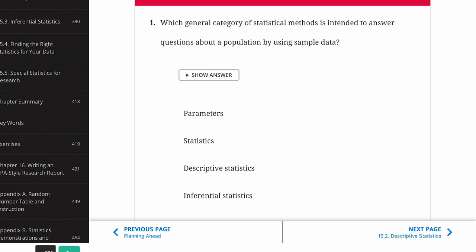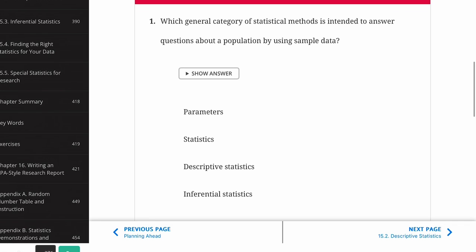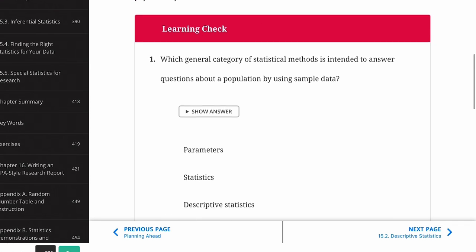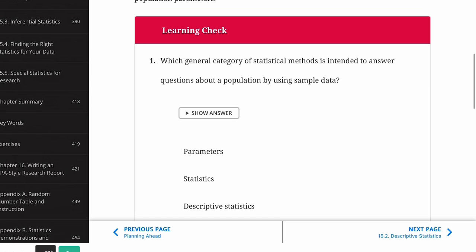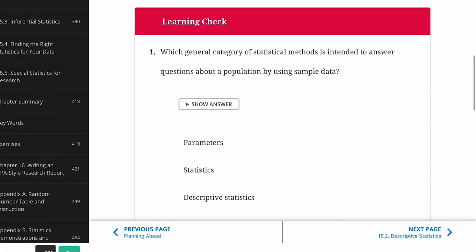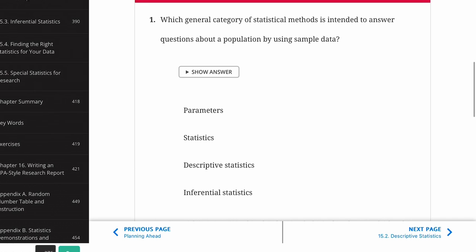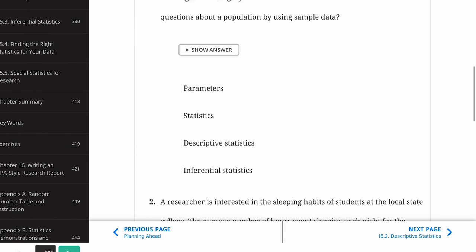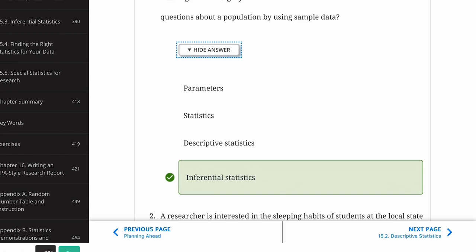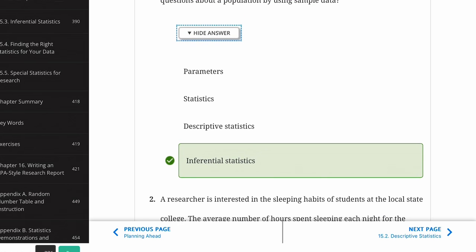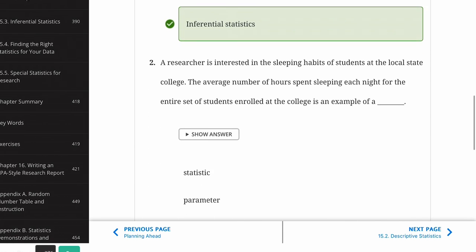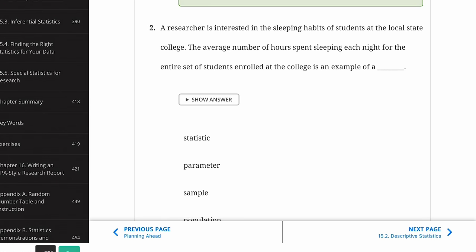Okay, and then a learning check really quickly. Which general category of statistical methods is intended to answer questions about a population by using sample data? So we want to answer questions about a population using sample data. And as we just talked about, that is called inferential statistics. We are inferring something about the population based on our sample data. That's why it's called inferential.